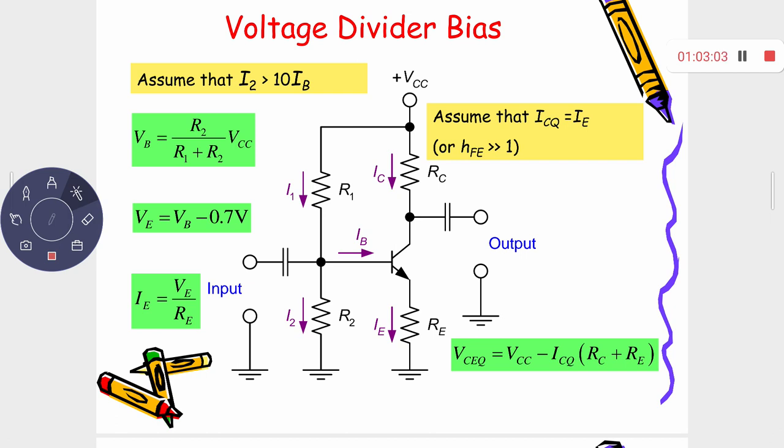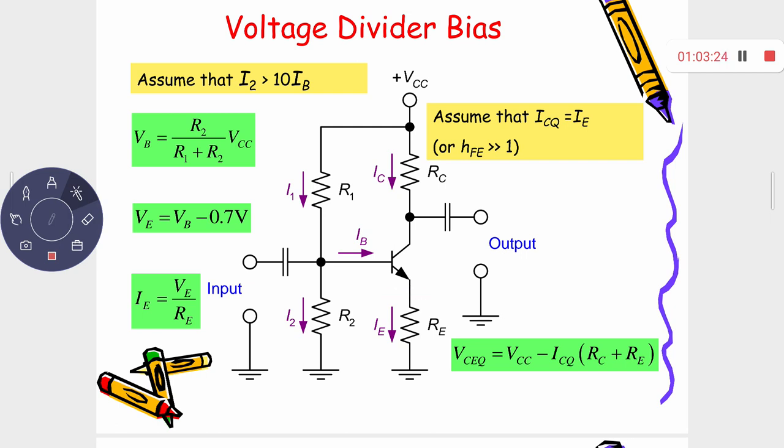You know that if VCC is that voltage, R1, R2, what is that voltage then? R2 upon R1 plus R2 into VCC, that voltage over there, that is your base voltage. This VB is R2 by R1 plus R2 into VCC. Then this is the base voltage, and there is a drop of 0.7 volt. Right? So you can find out this emitter voltage.